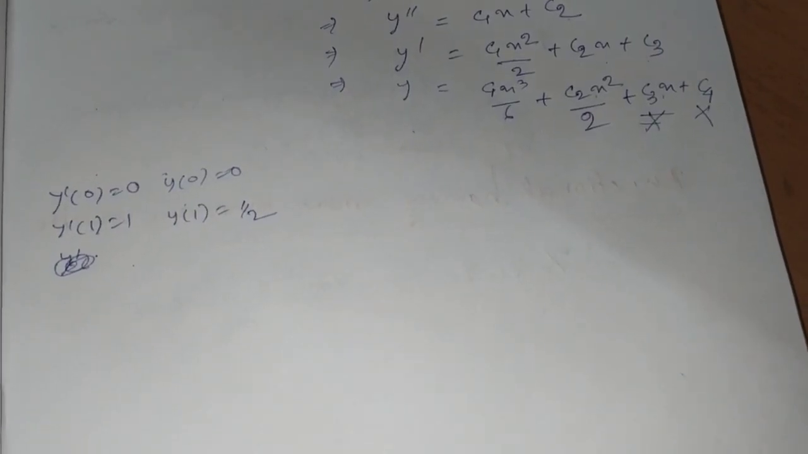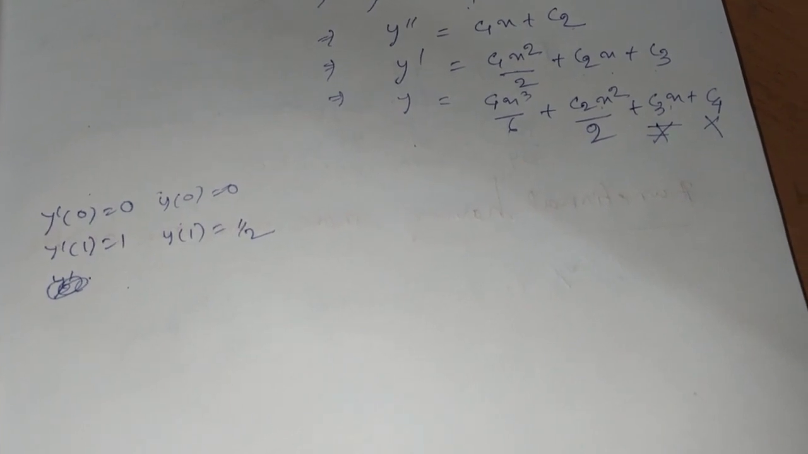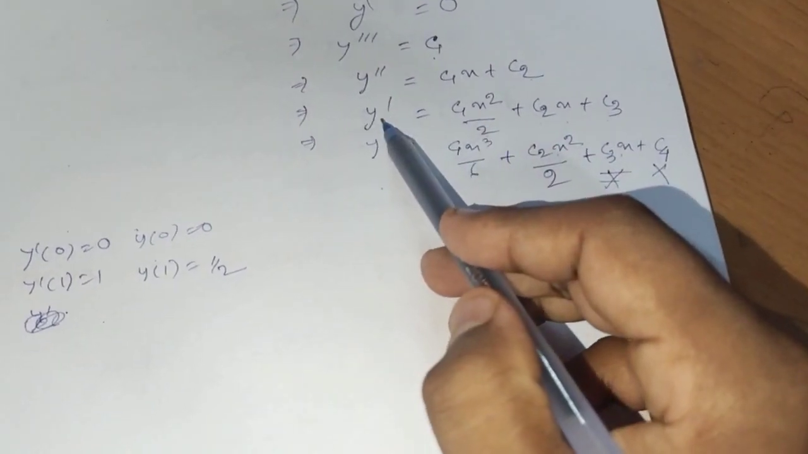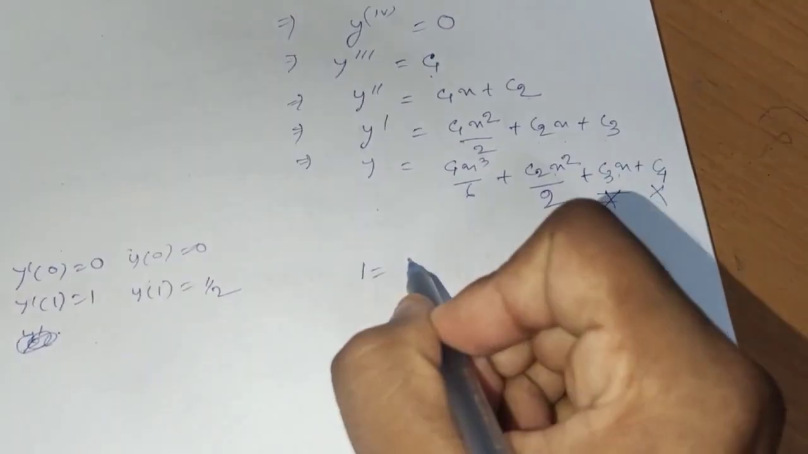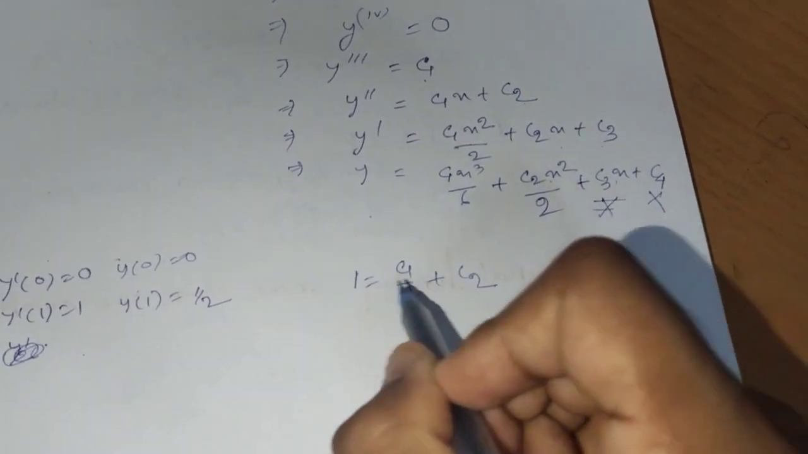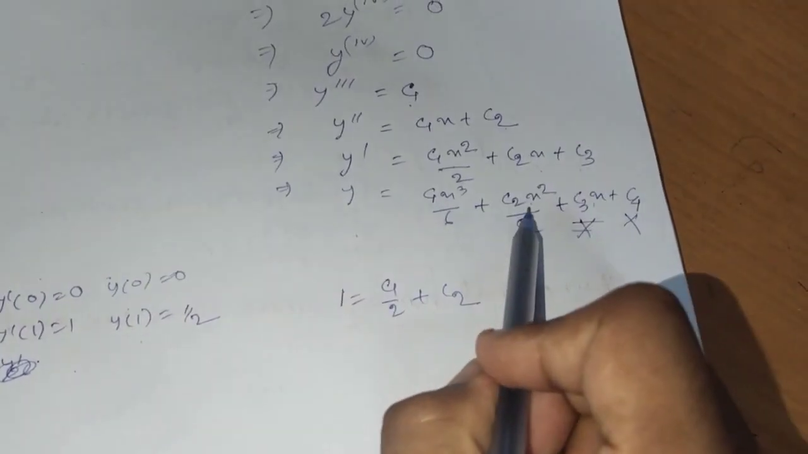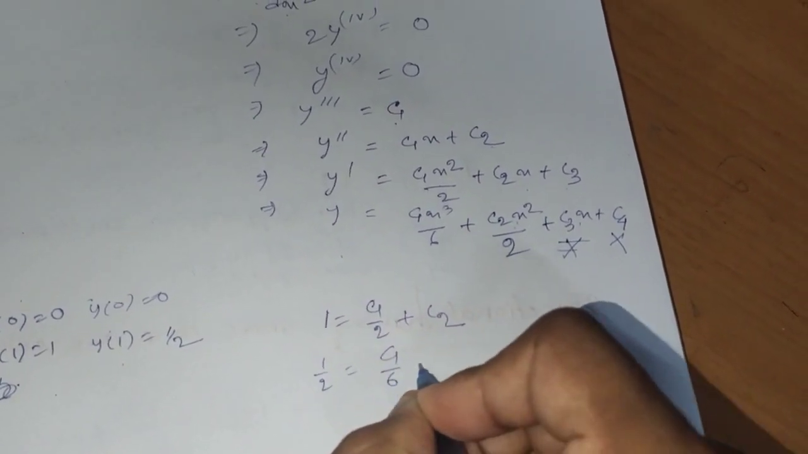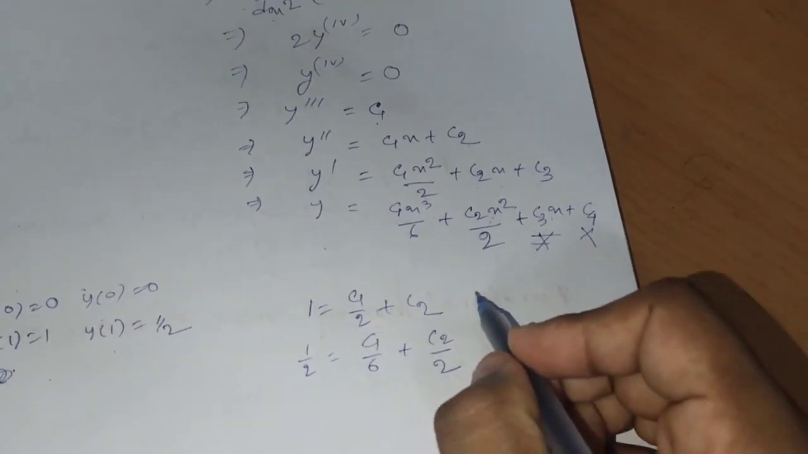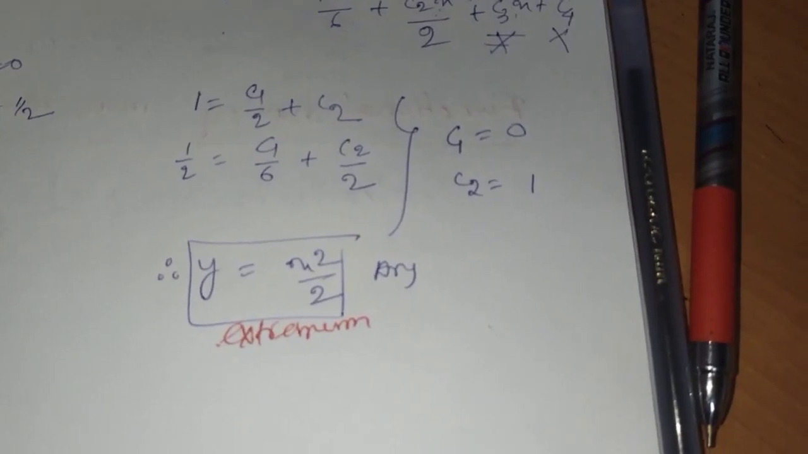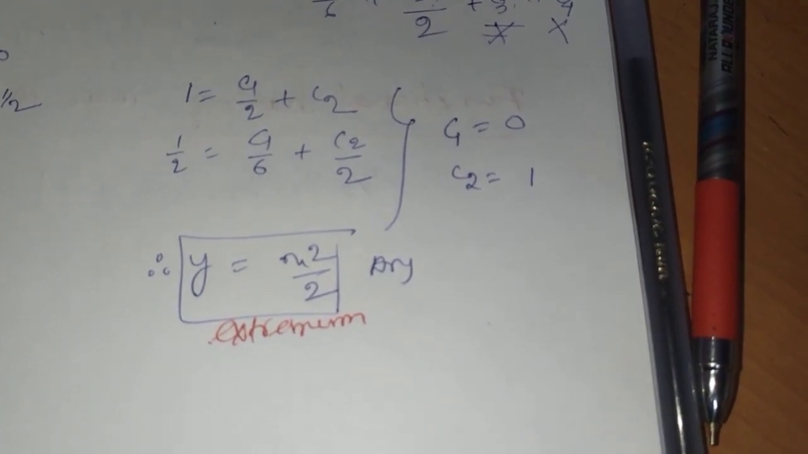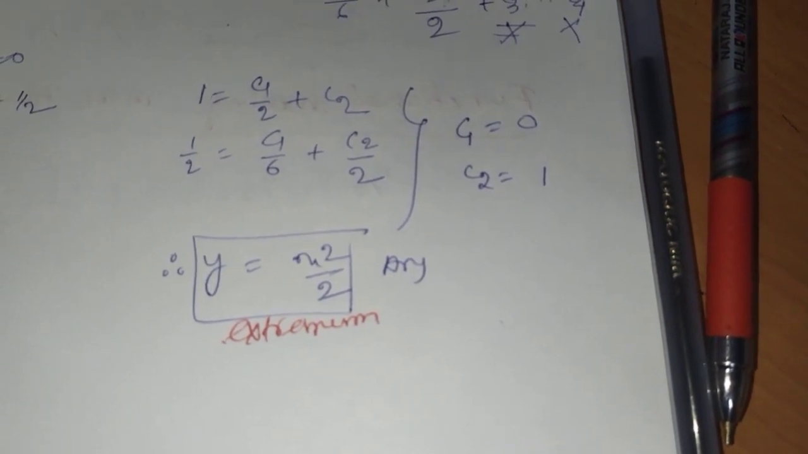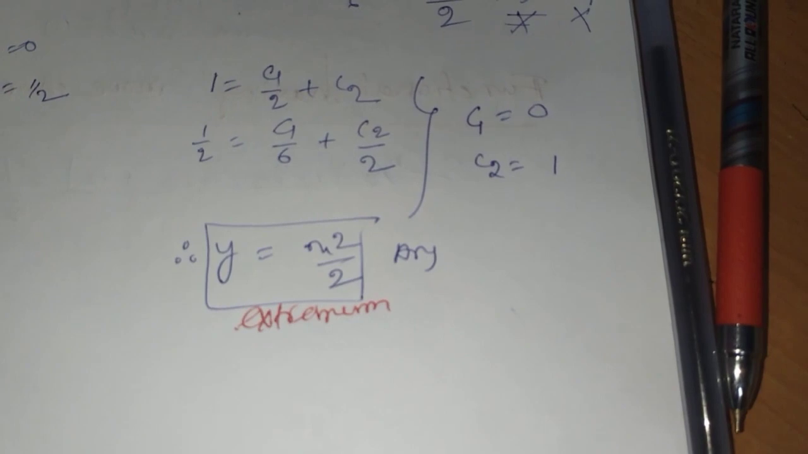Now also given y dash 1 is 1 and y1 is half, so if we put x equal to 1 here, we'll get 1 equals c1 by 2 plus c2, and if we put x equal to 1 in y, we'll get half equal to c1 by 6 plus c2 by 2. Now if we solve these two equations, we will get the values of c1 and c2. Calculating, we will get c1 is 0 and c2 is 1.